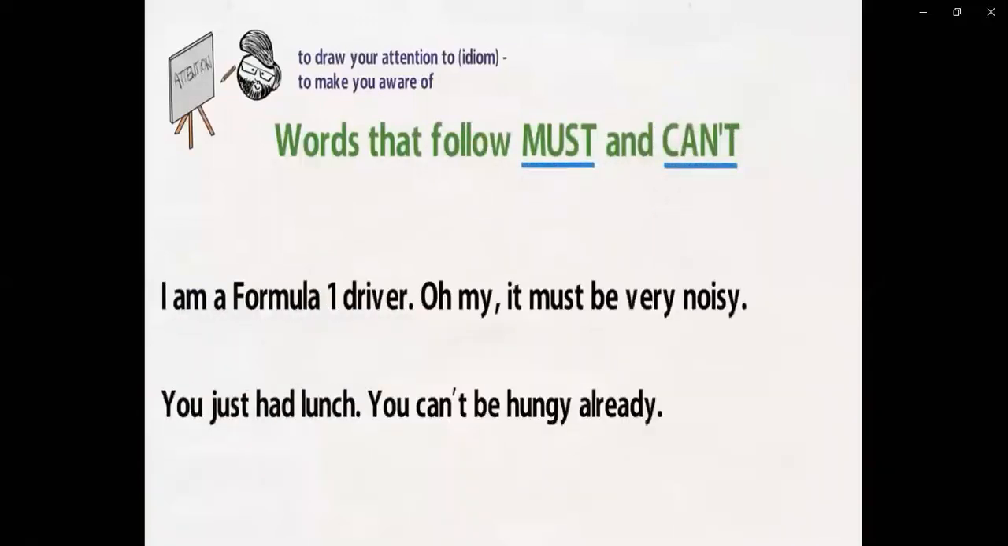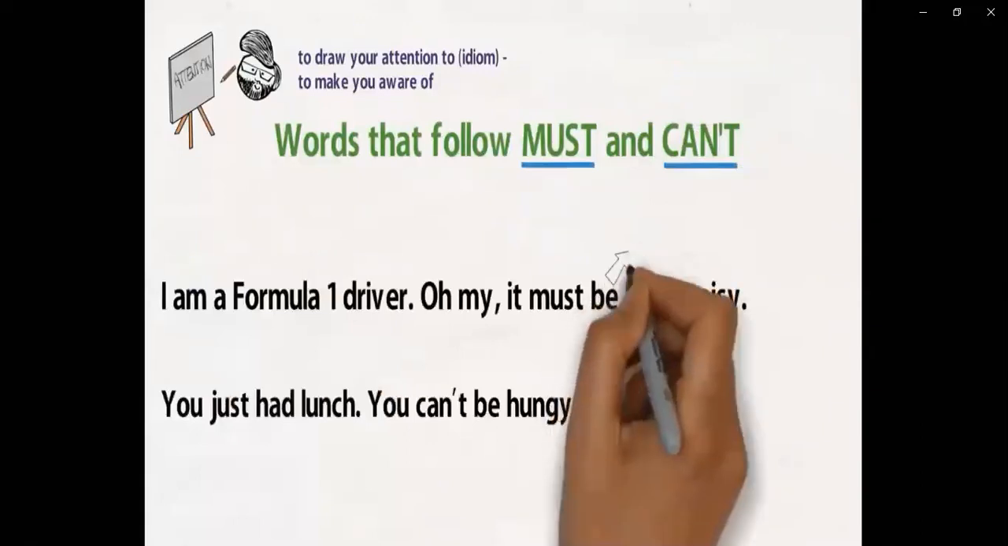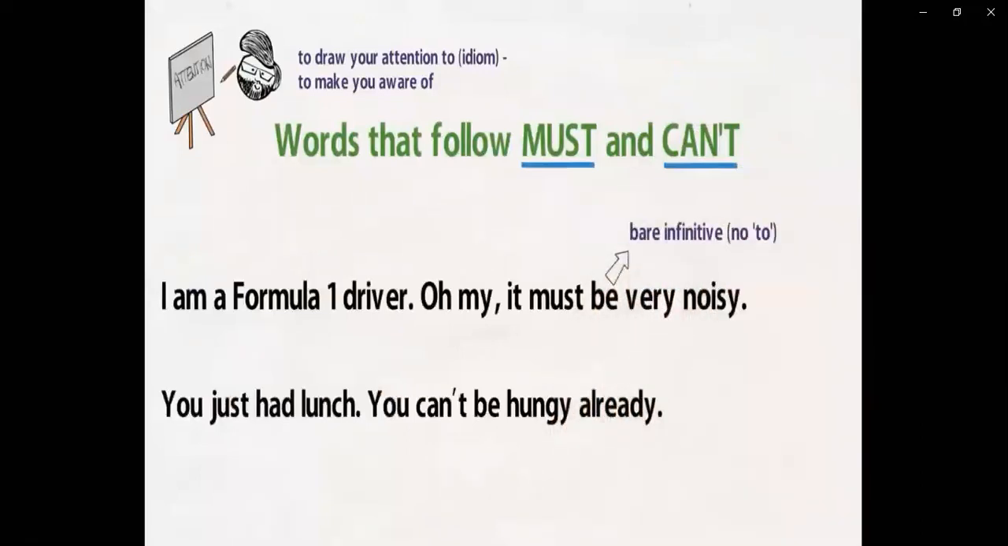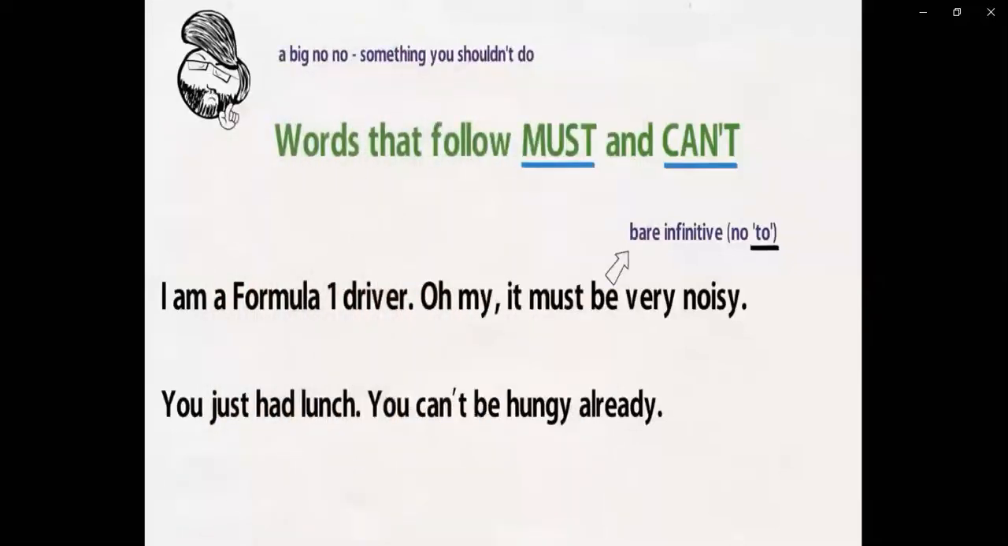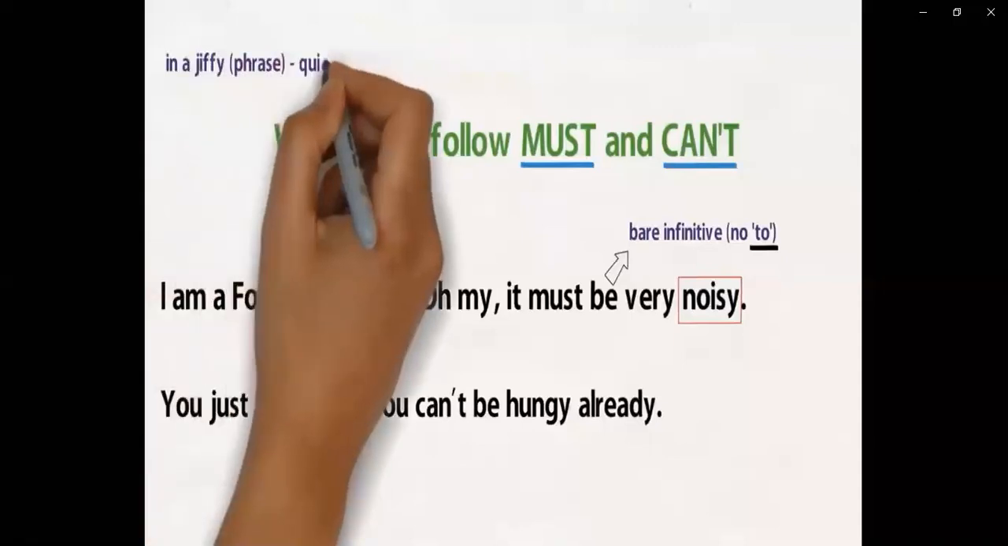In the first example, we have the verb to be, but in its bare infinitive form. That means that it's so basic that it doesn't have the marker to in front of it. Also, try remembering the whole phrase as is, because saying something like "it must be very noisy" is a big no-no. A lot of students tend to make that mistake. But you're better than that. I believe in you. Also, after the verb to be, we have an adjective. You will see why that's important in a jiffy.